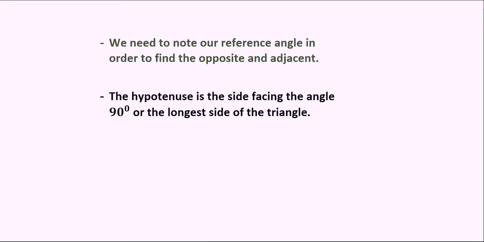We need to note our reference angle in order to find the opposite and adjacent, which means it is very, very essential you know the reference angle before you talk about the opposite and the adjacent. While the hypotenuse is the side facing angle 90, or the longest side in the triangle. Having said that, let's continue.